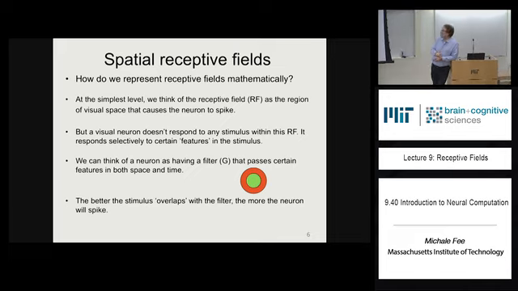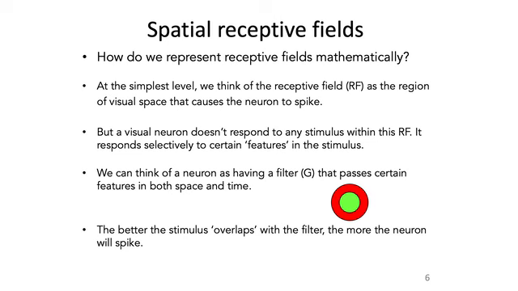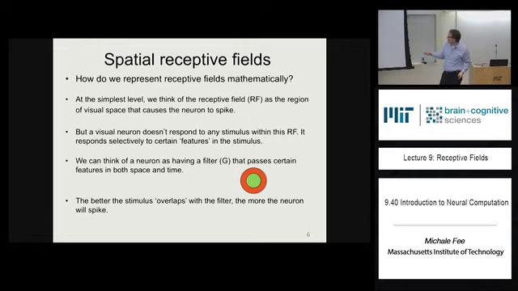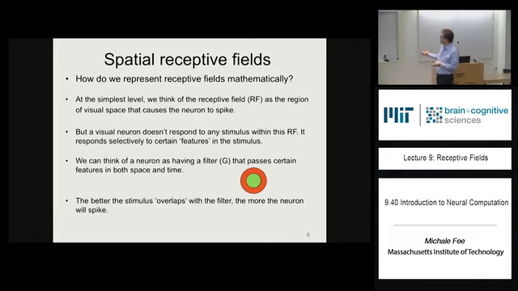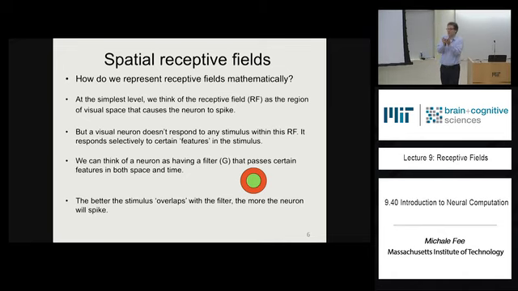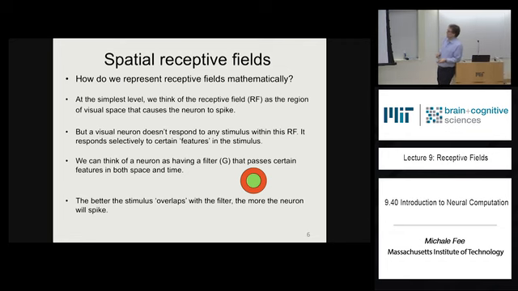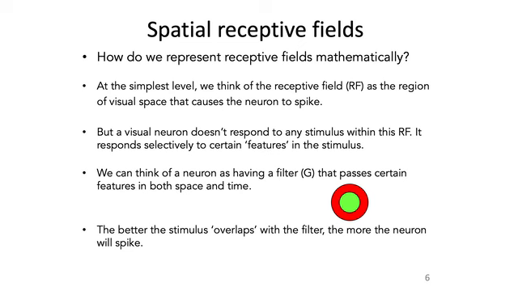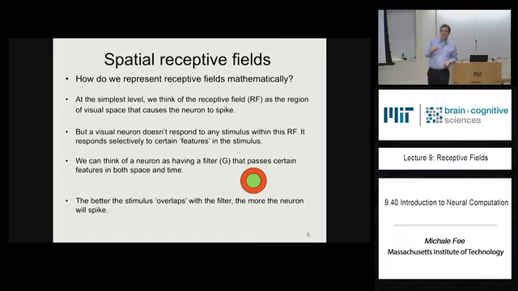There's actually a pattern of features within that area that will make a neuron spike, and other patterns will keep the neuron from spiking. Okay, and so we can think of a neuron as having some spatial filter that has positive parts, and I'll use green throughout my lecture today for positive parts of a receptive field, and negative parts. And this is a classic organization of receptive fields, let's say in the retina or in the thalamus, where you have an excitatory central part of a receptive field and an inhibitory surround of the receptive field. Okay? So we can think of this as a filter that acts on the sensory input, and the better the stimulus overlaps with that filter, the more the neuron will spike.